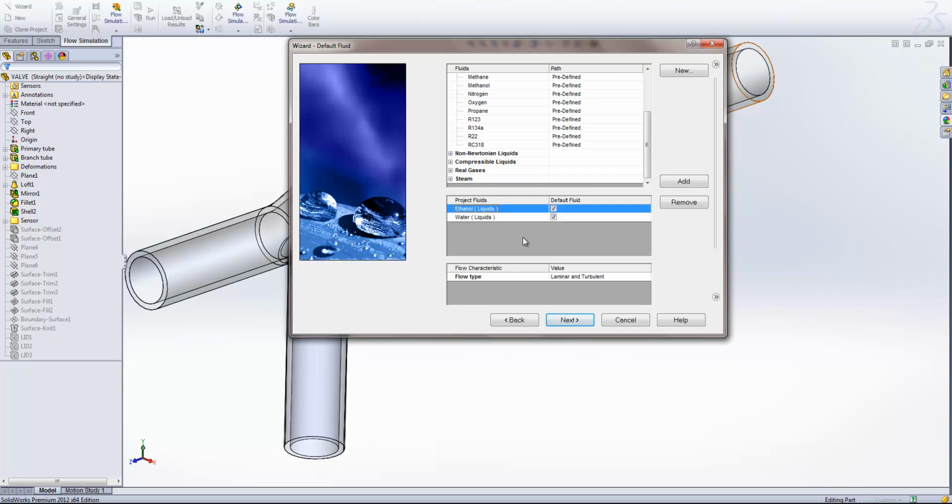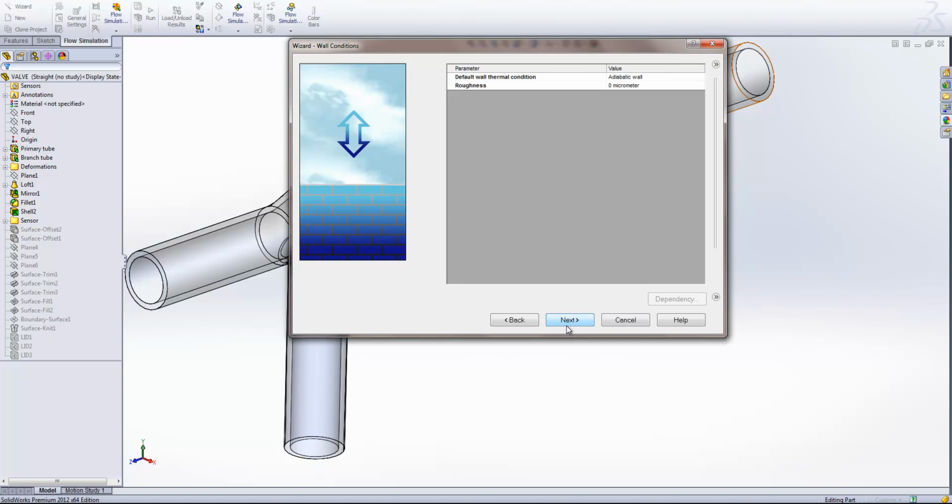And down the bottom here you'll see we can specify a flow type, so we've got either laminar or turbulent at the moment, so this allows the system to determine separation or transition between a laminar flow and a turbulent flow. We can also drive the flow to be solely laminar or solely turbulent. We're going to leave that at laminar and turbulent.